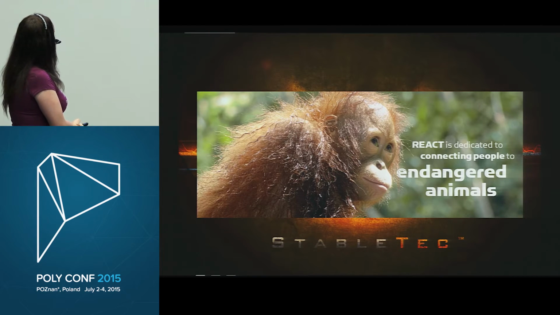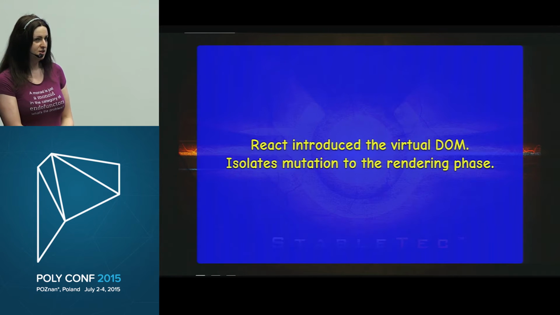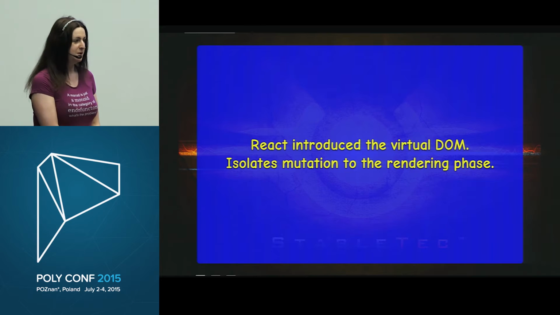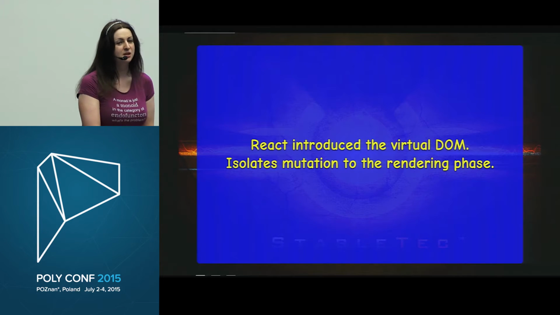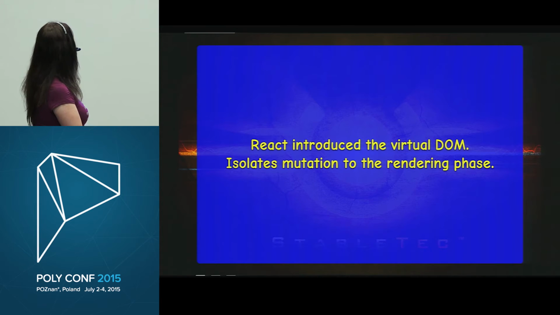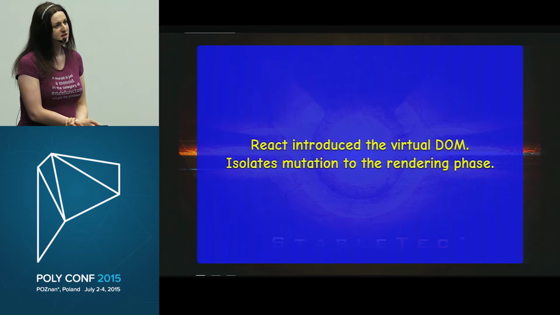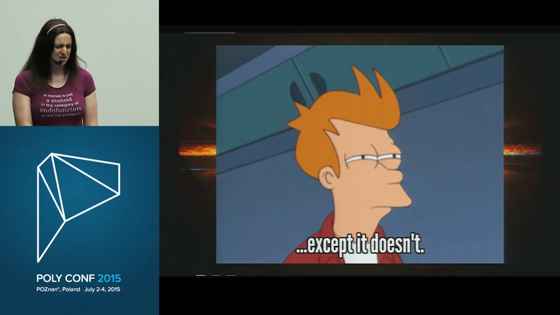React introduced the virtual DOM, as I said, which attempts to isolate mutation to the rendering phase, so that you can write most of your application in a completely functional way, and when it gets to actually rendering, React takes it from there and doesn't expose you to awfulness. Except it doesn't really, because the rest of React has mutable bits.